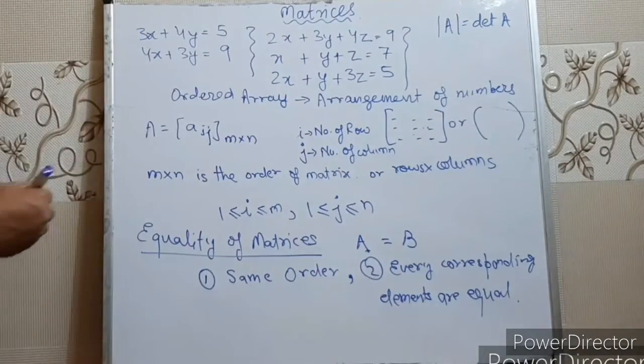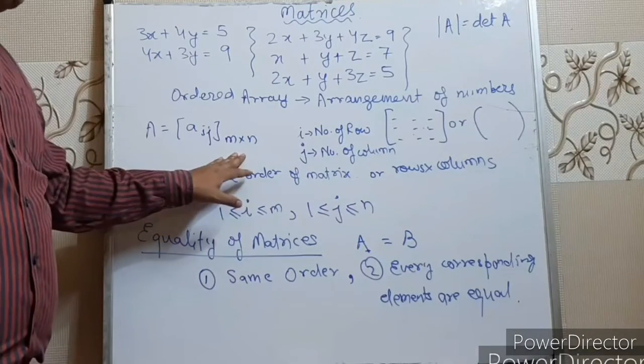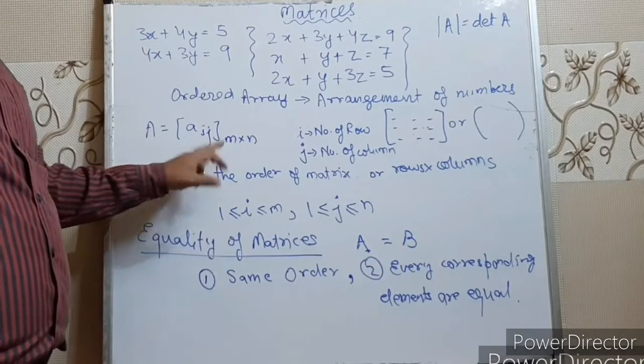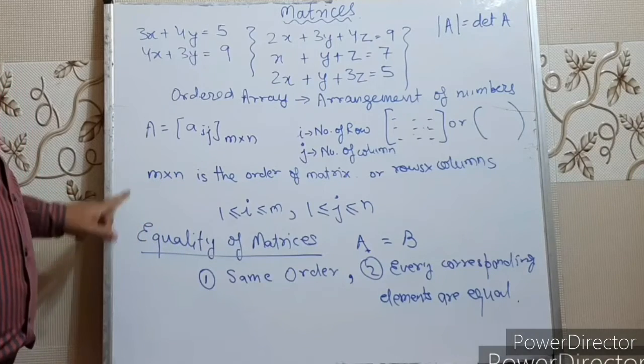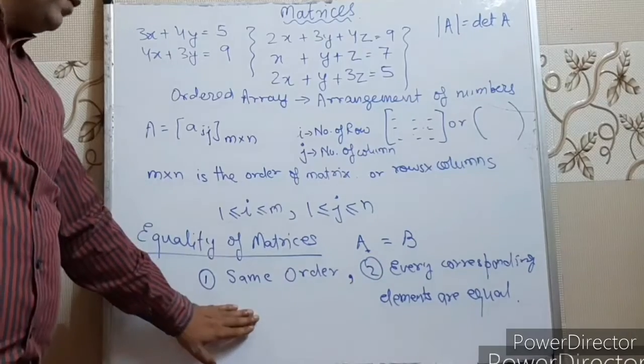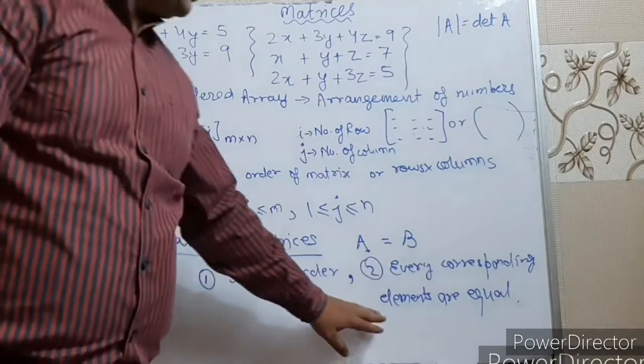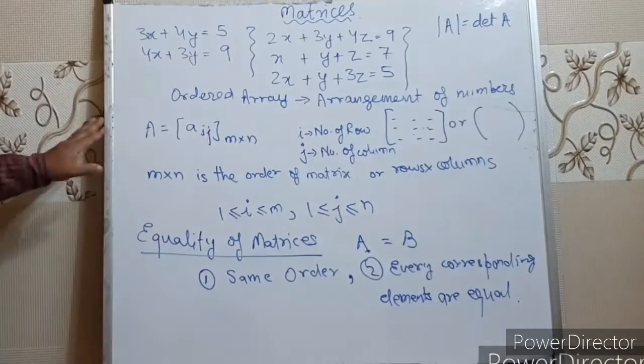Are equal to each other. Okay? So we know what matrices are, how we can find the order of a matrix, and what a row and a column are. Equality of matrices: A is equal to B only in one condition, that the order of A and B will be the same and every corresponding element must be equal. Okay, note down this.